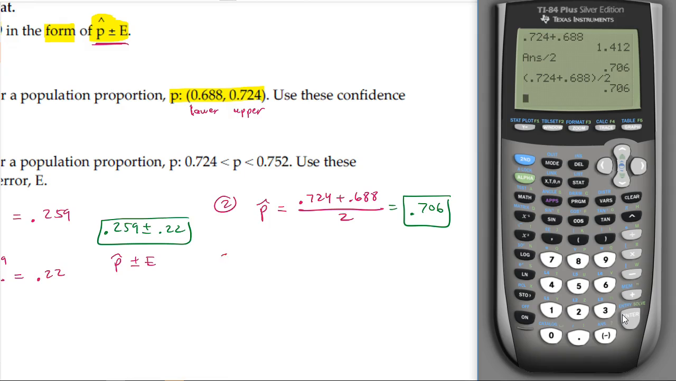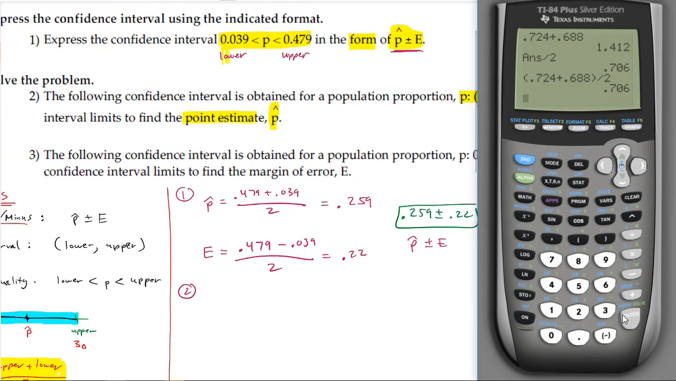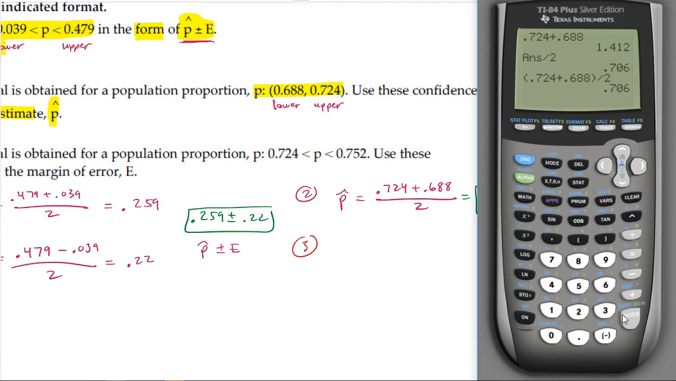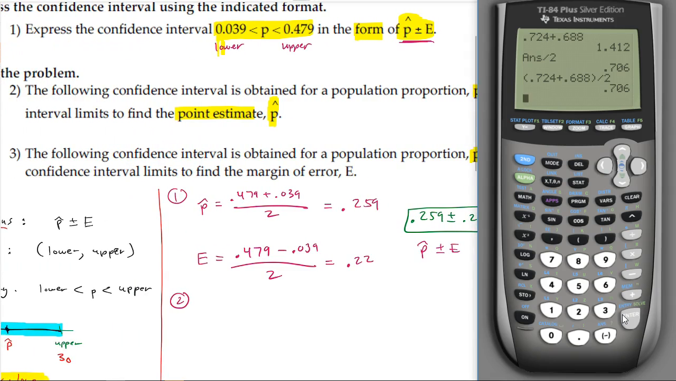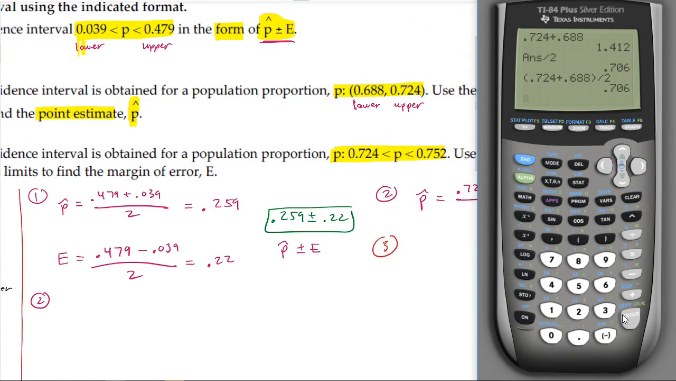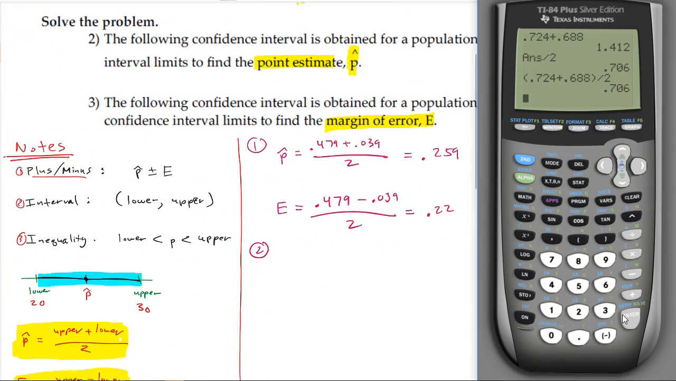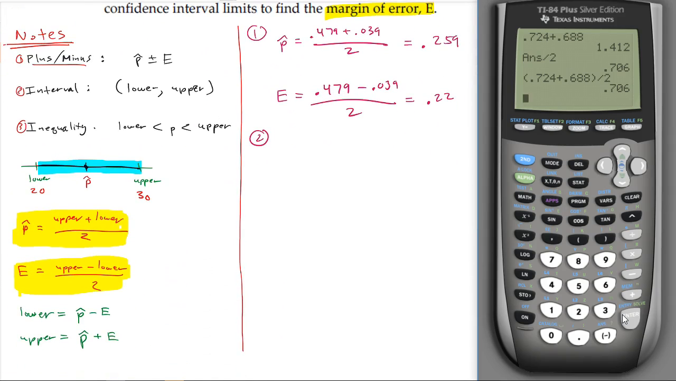Number 3, let's see, we have the following confidence interval is obtained for a population proportion. So we're given a confidence interval in inequality form. Use these confidence interval limits to find the margin of error. So again, we're just going to use the fact that the margin of error, given that we have the confidence interval, is equal to upper minus lower divided by 2.